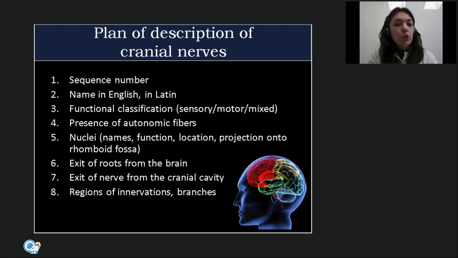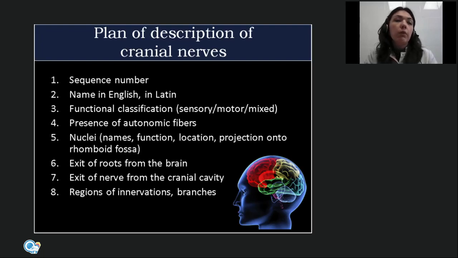Okay, then you should name the nuclei. Actually, that is the part that we have already studied in the central nervous system, and here we will just revise it. About the nuclei, you should tell also the name and the function of the nucleus. You remember that all the nuclei are divided into sensory, motor, and autonomic also, yes? Then the location of this nucleus, where exactly, in which part of the brainstem it is located. Then projection onto the rhomboid fossa.